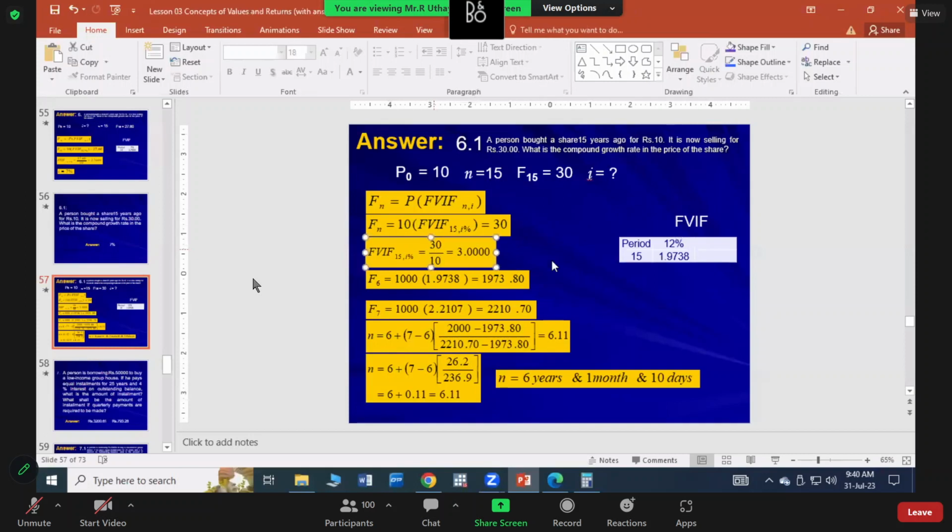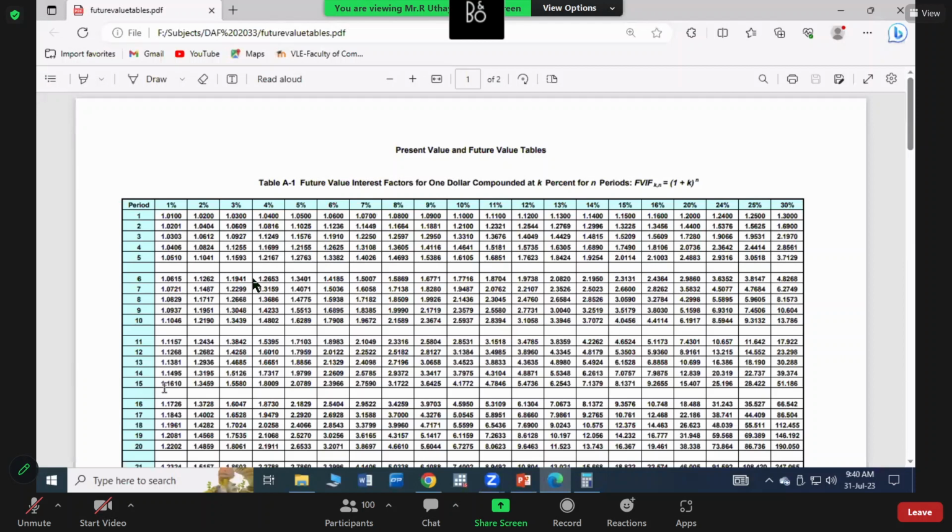Right, you can observe that when you are answering this type of question, the variation, you want to have this future value interest factor equal to 3. So in your table, you search for the value 3. You can't find the exact value, but it is between these two, 7% and 8%.